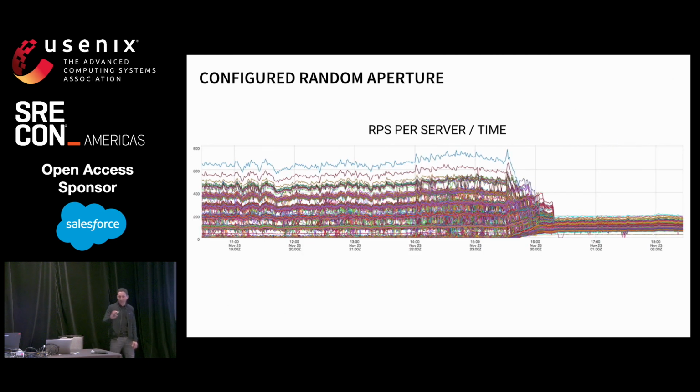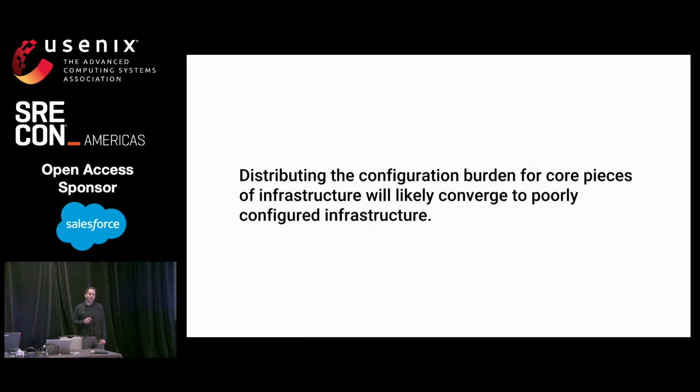Here's another service going from pure vanilla random aperture to a well-configured aperture. And we see that it has a much more manageable request distribution. We still see banding, not as bad as on the left side. But the core issue here is that we are distributing and pushing this configuration burden on our service owners, and it just proliferates poor configuration. This is configuration that will go stale. Over time, it will just converge on poorly configured infrastructure.